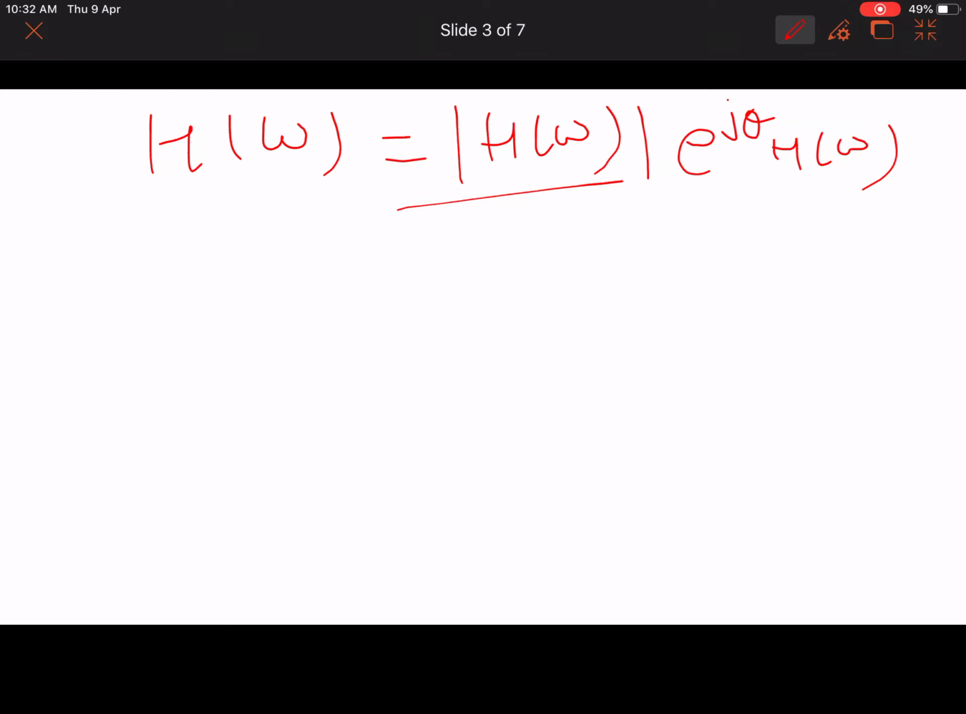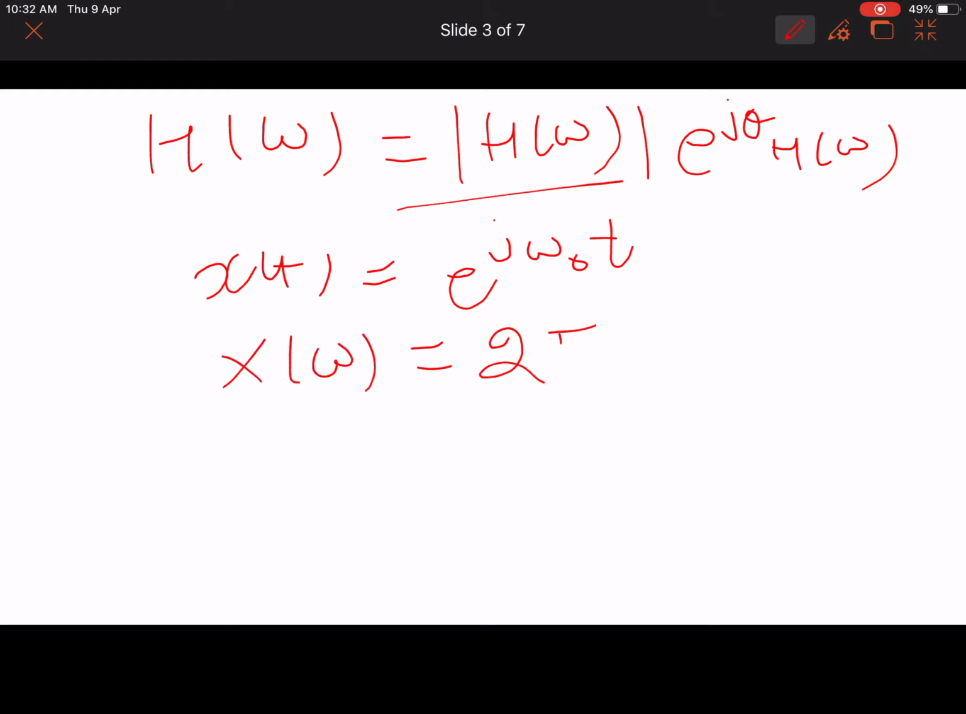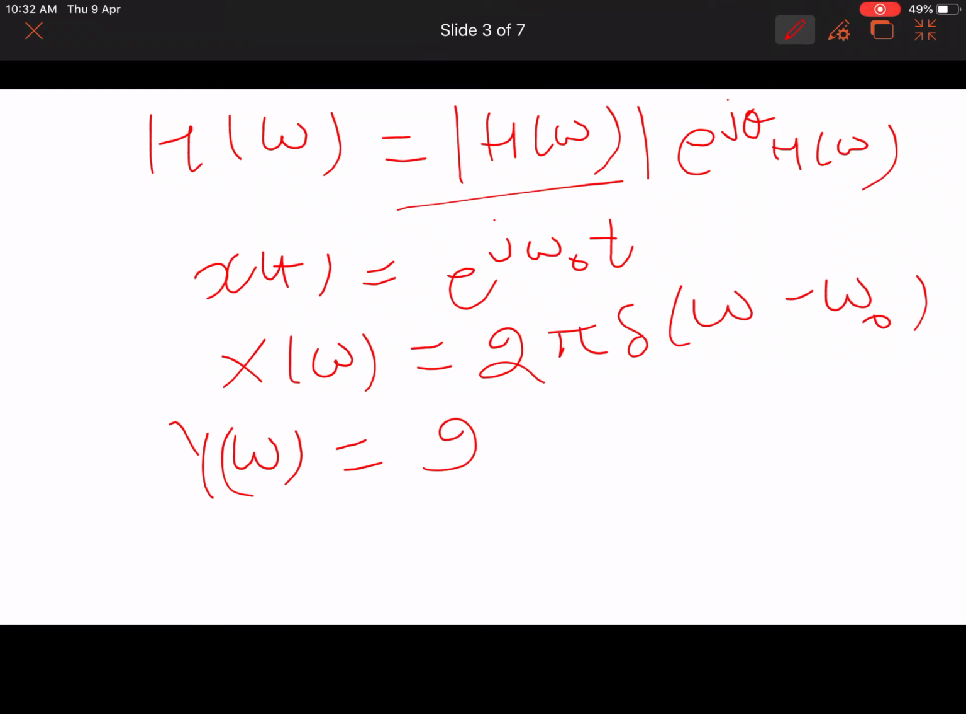Now we are considering the complex exponential signal x(t) = e^(jω₀t), which has the Fourier transform X(ω) = 2π δ(ω − ω₀). Then we can write the output with this input as Y(ω) = 2π H(ω₀) δ(ω − ω₀).